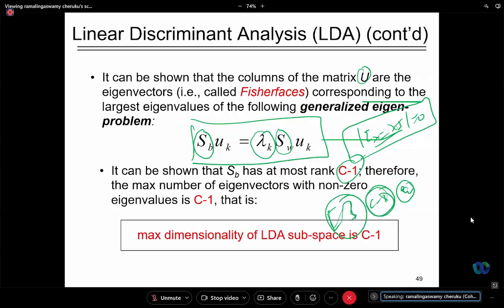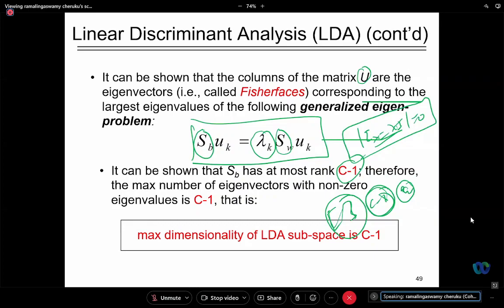Now, another interesting thing we can infer from this is the maximum dimension of the LDA subspace, which is C minus 1, where C is the number of classes. So the output dimension is fixed, and it is nothing but C minus 1.